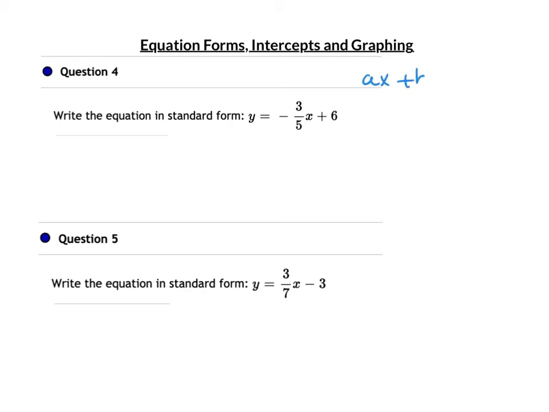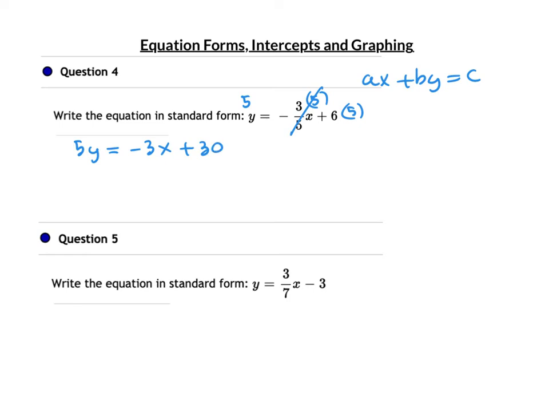Ax plus by equals c. No fractions, x in front and positive. So we'll get rid of fractions first. We'll multiply everything by 5. That will cancel this fraction. I get 5y equals negative 3x plus 30.